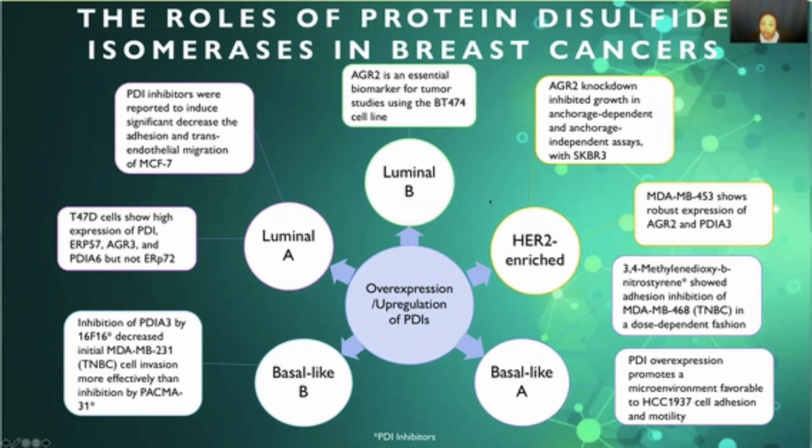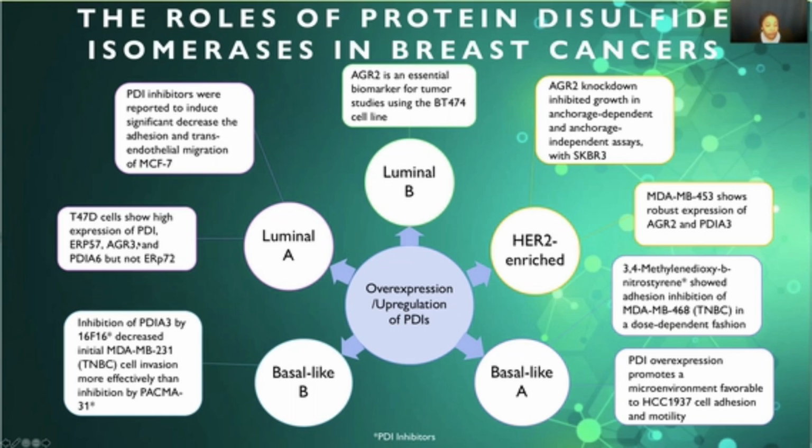In this chart, we show the roles and functions of PDIs in various breast cancer cell lines. PDI members such as PDI-A1, PDI-A3, PDI-A6, and more are highly expressed in many of these breast cancer cell lines. As you can see in this chart, AGR2 and PDI-A3 show robust overexpression, and therefore treatments involving PDI inhibitors could suppress tumor growth for MDA-MB453.